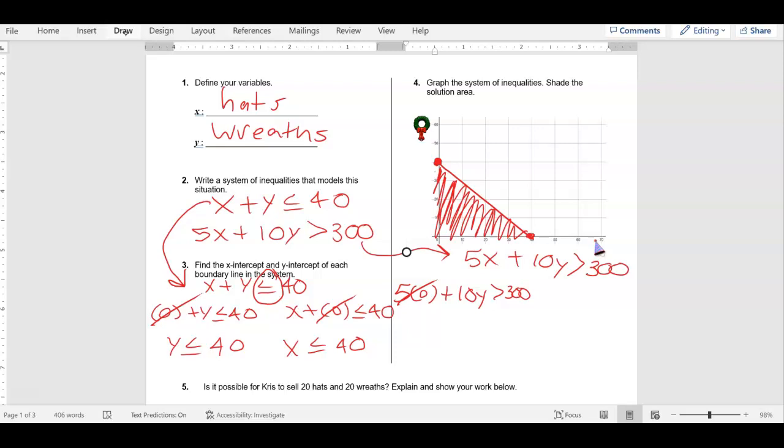And then how do I get rid of the 10 in front of y? Divide. Anytime you're trying to get rid of a coefficient, you divide. So we divide by 10. Exactly. So what's 300 divided by 10? So y is greater than 30.